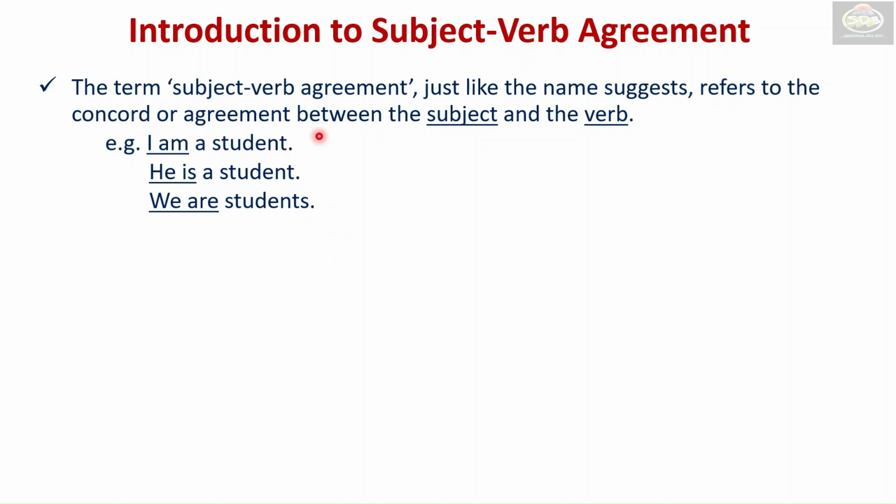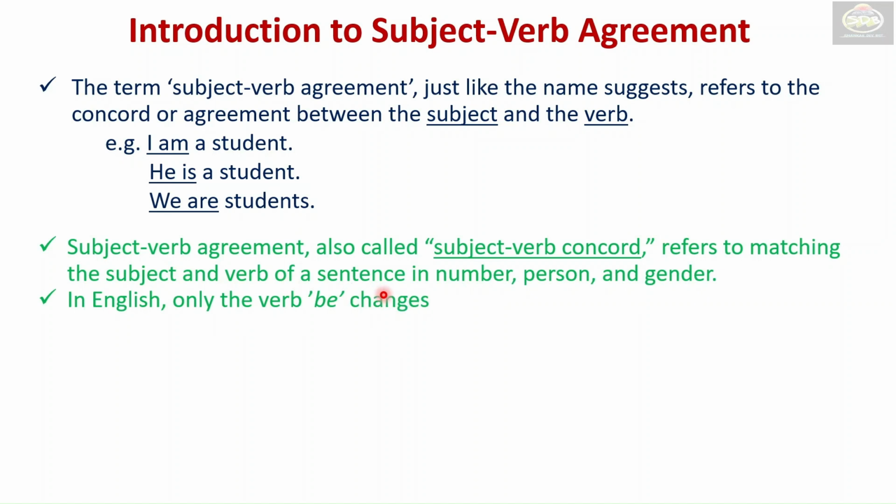Let's read this line. The term subject-verb agreement, just like the name suggests, refers to the concord or agreement between the subject and the verb. It means, first of all, the subject will be there, and according to the number of that subject, we have to choose the appropriate verb. This is what we call subject-verb agreement in a sentence.